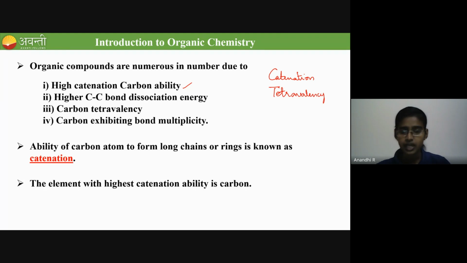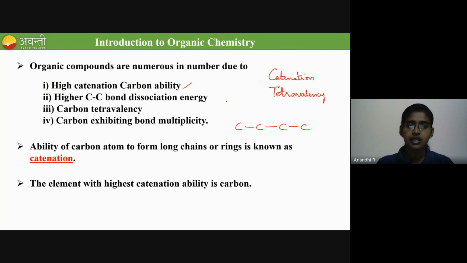So carbon can form a bond with another carbon. Also, it can form bonds with other heteroatoms, like hydrogen, oxygen, sulfur, phosphorus, etc. So carbon can form a chain of bonds with itself, or it can form a ring. This particular property is called catenation, and it is very high in the case of carbon. So that is the first reason.